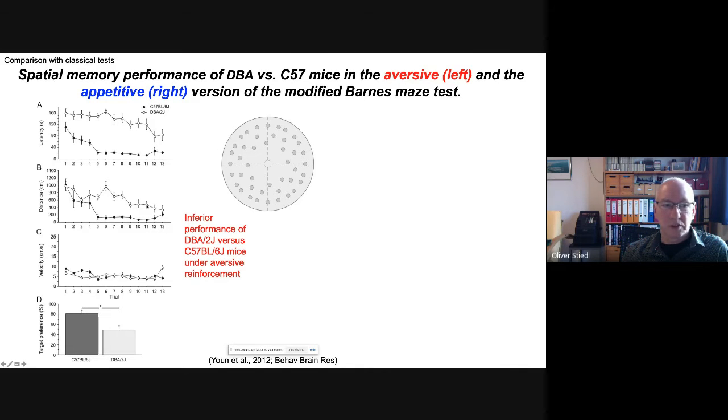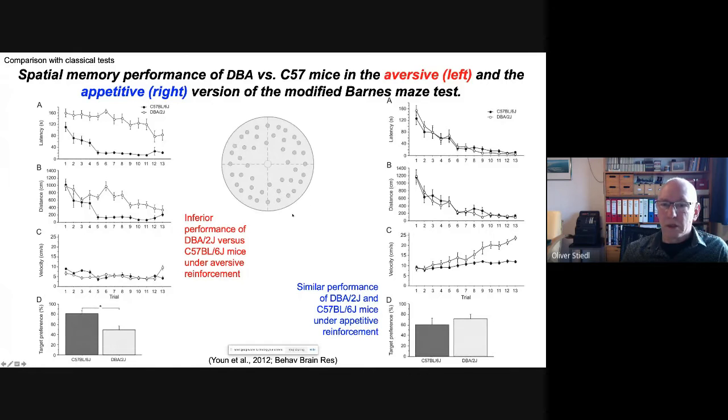The distance moved is increased, the velocity is the same. If you do a probe trial and you remove the target hole or escape hole, you see that the C57s explore the target area with higher preference than the DBA. And that confirms what we have all written in the literature. However, we used now an approach where we just added one positive reinforcer, which is an Element piece. So we provided all holes with Element pieces that were not accessible, except for the escape hole where an Element piece was accessible. And under these conditions, there is no difference between these animals.